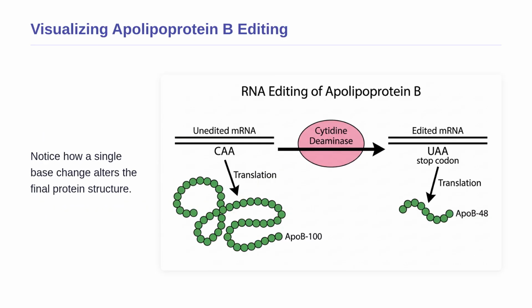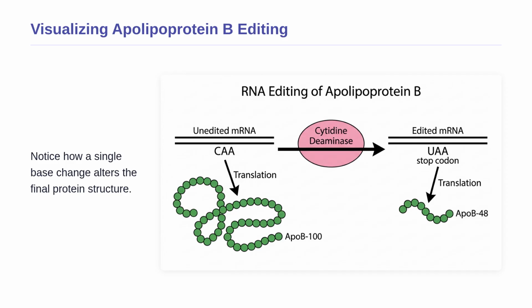To truly grasp this, let us look at a diagram of the apolipoprotein B editing process. On the left side of the screen, you see the unedited messenger RNA strand containing the sequence CAA. When translated, this forms the large, long protein chain labeled ApoB100, used in the liver. Now, follow the arrow through the pink enzyme, cytidine deaminase. This enzyme performs the edit, changing the C to a U.